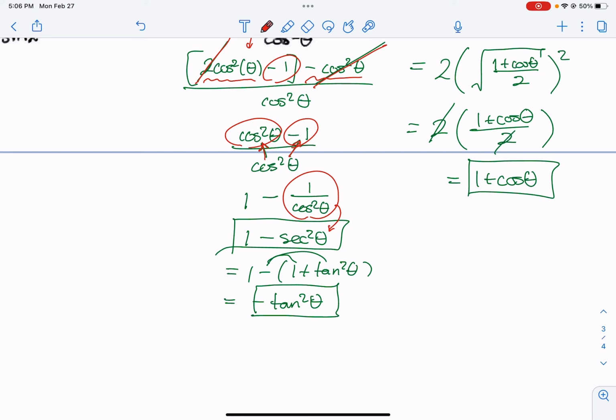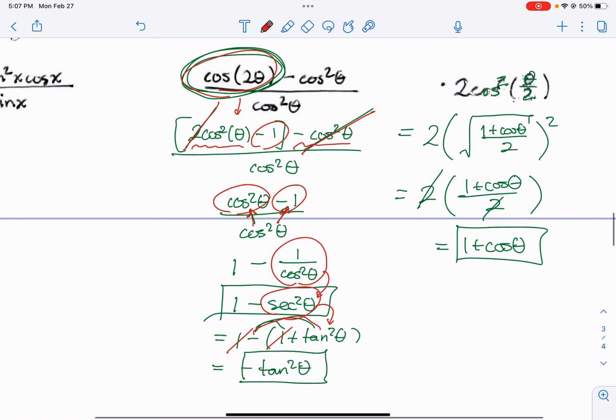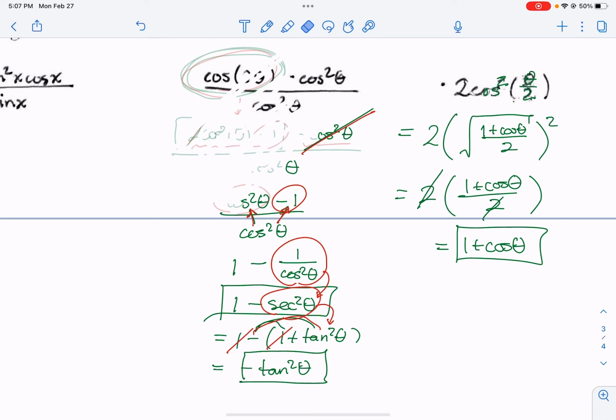But you can actually go a little bit further and substitute the secant squared for 1 plus tangent squared, because that's an identity that we know. And when you do that, these 1's cancel out, and this negative distributes to this tangent over here, and we get negative tangent squared.